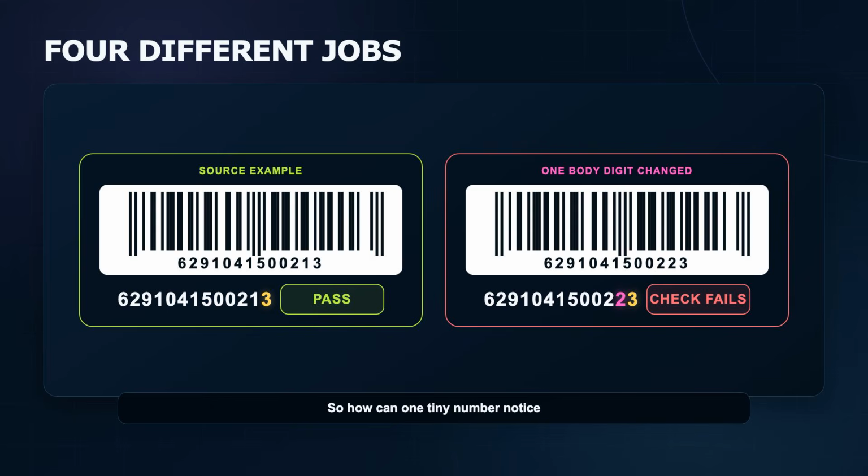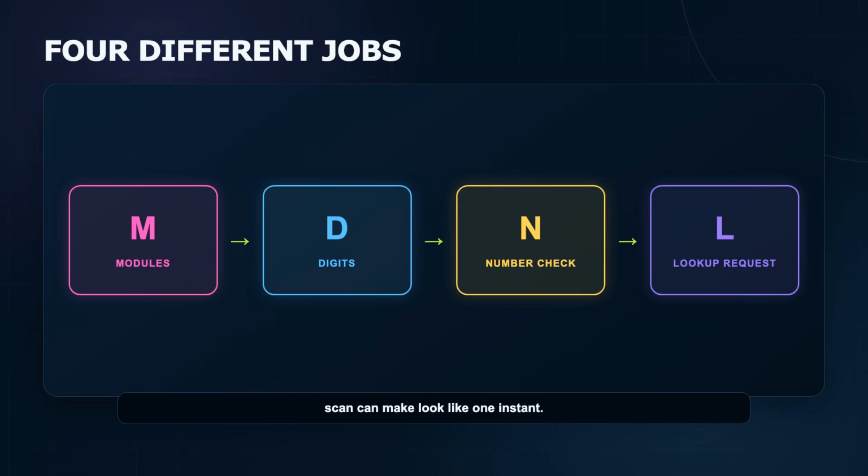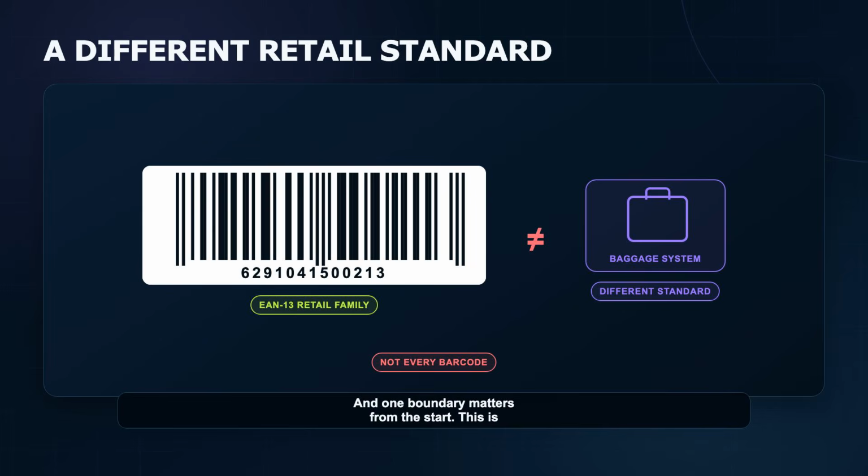So how can one tiny number notice a change somewhere else? To answer that, we have to separate 4 jobs that a checkout scan can make look like one instant, and one boundary matters from the start. This is a different standard from the baggage barcode in the previous story. We are looking at EAN13, one member of the EAN and UPC retail family. This is not a rule for every barcode.